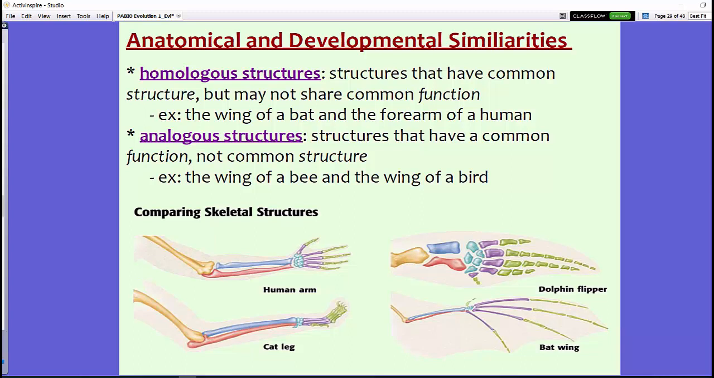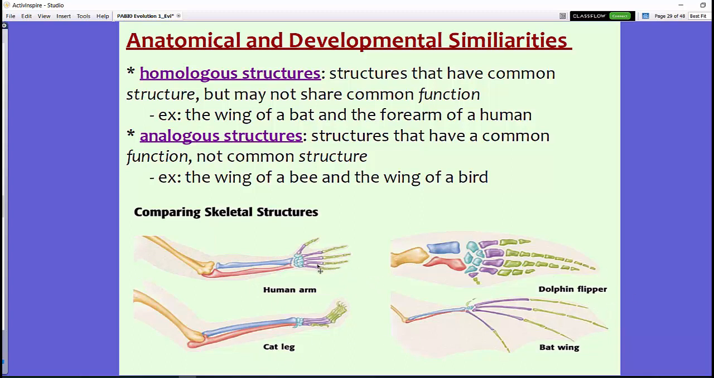One of the things that scientists look at as evidence for evolution is comparative anatomy. This is basically where we take a look at different organisms, and we're going to take a look at the specific fossils or the bones of different organisms. In the case that you see here, we're looking at a human arm, a cat leg, a bat wing, and a dolphin flipper.